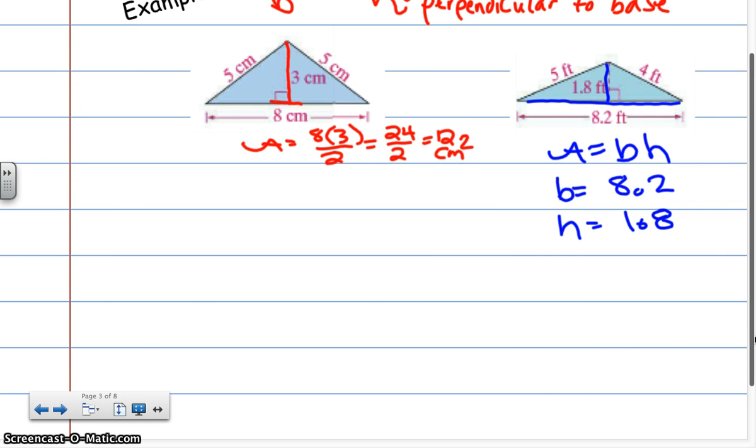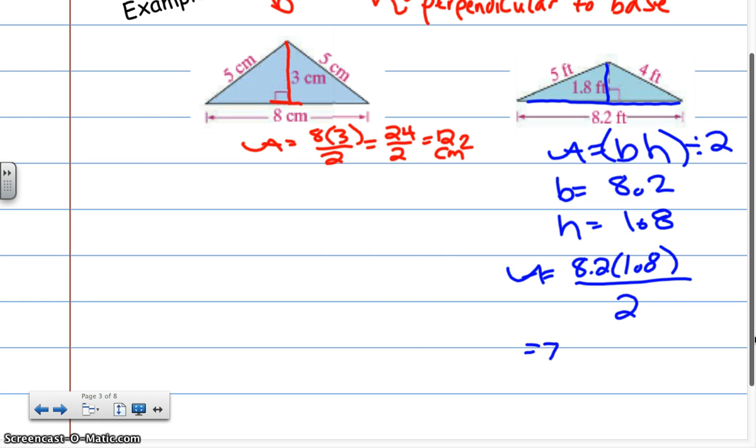Oh, I forgot, this is supposed to be divided by 2. Area is base times height over 2. So my area, plugging in, is 8.2 times 1.8 divided by 2, which is 7.38 feet squared, right? Okay, you feel okay with that?